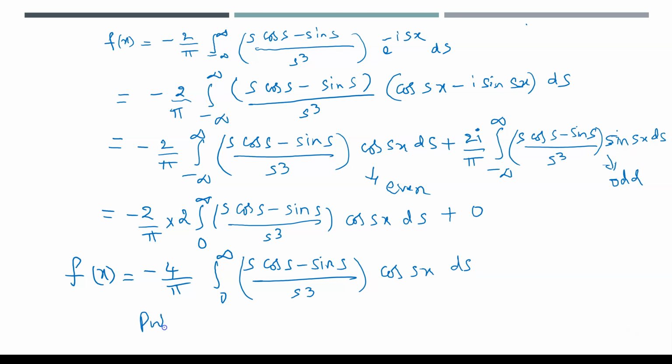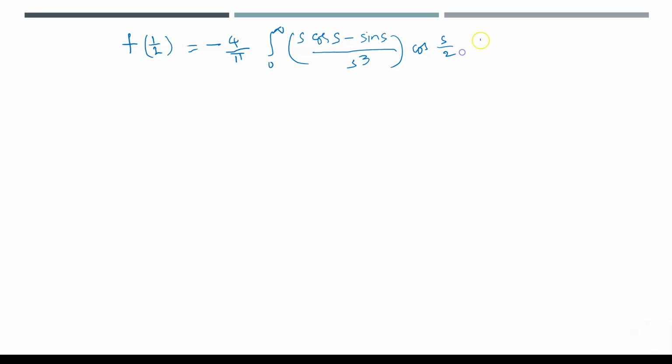Now put x equal to 1 by 2 on both sides. Then you get f of 1 by 2 equal to minus 4 by pi integral 0 to infinity s cos s minus sin s upon s cube into cos of s by 2 ds.